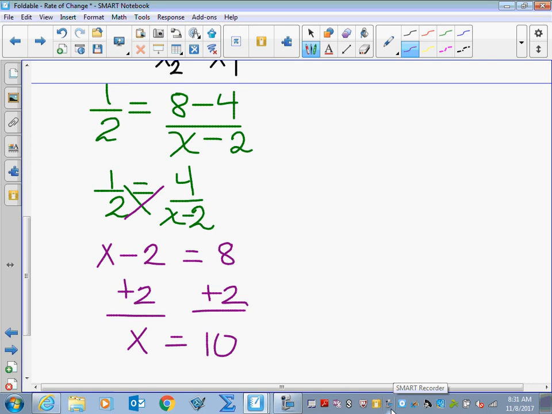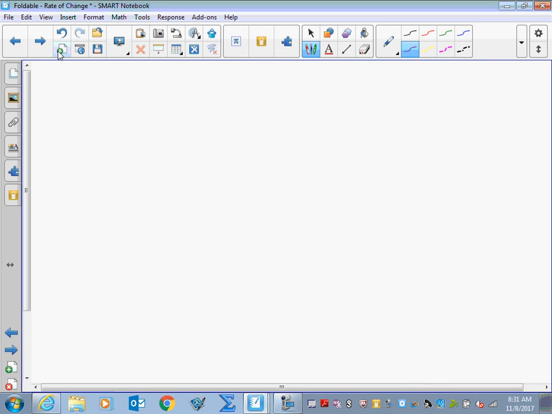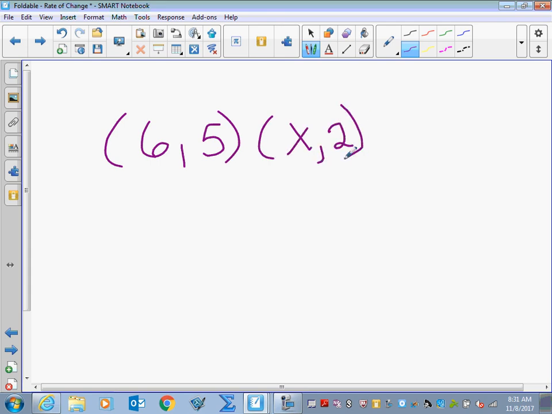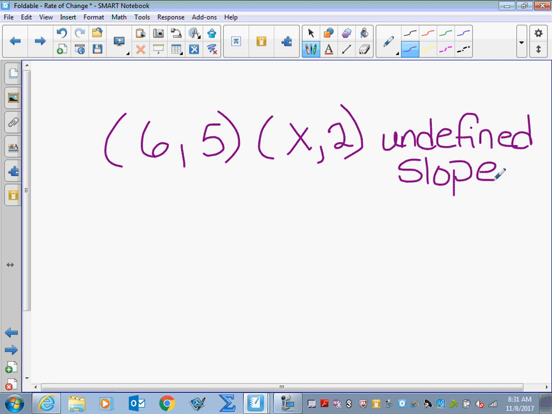Now, what if you have this? Let me ask you this question. What if you were given this? And then it said undefined slope. Okay, what if it said that? Okay, if it said this and it says undefined slope, okay, what do you think, Carson? x equals 6, there's no work to do. Okay, when it is an undefined slope, and I mentioned this earlier, the x values will be the same.